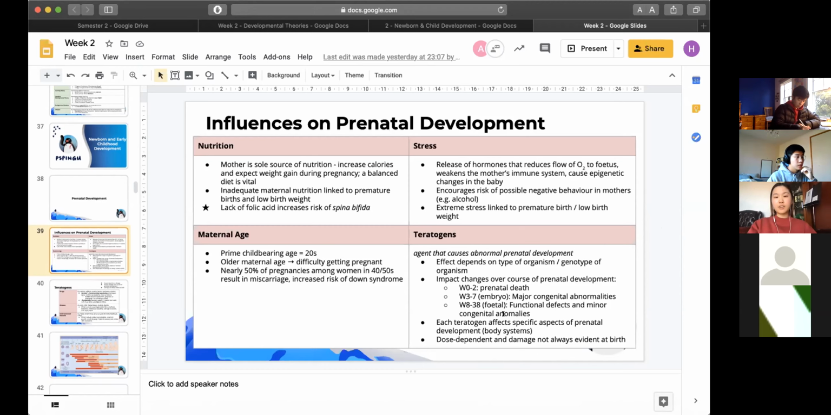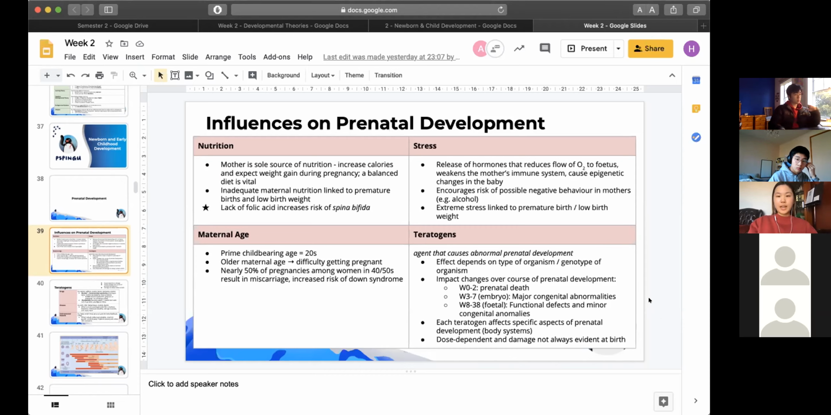Stress also encourages the risk of possible damaging behavior in mothers, for example, just like alcohol intake. And extreme stress is also linked to premature birth and low birth weight as well. Another influence, maternal age, gets talked about a lot. So the older maternal age means an increasing difficulty in getting pregnant. We've also got the one that's talked about the most, increased risk of developing Down syndrome.